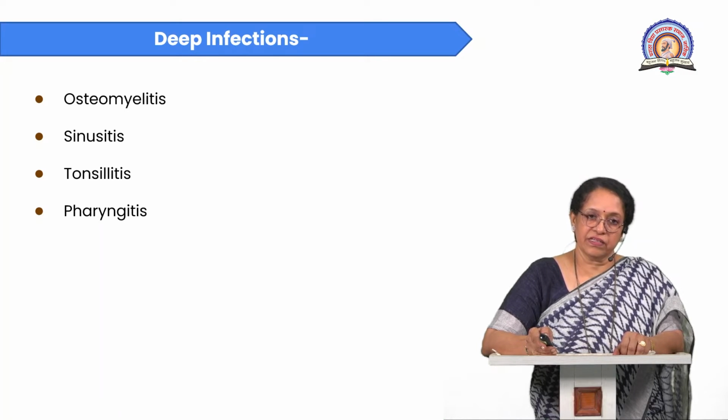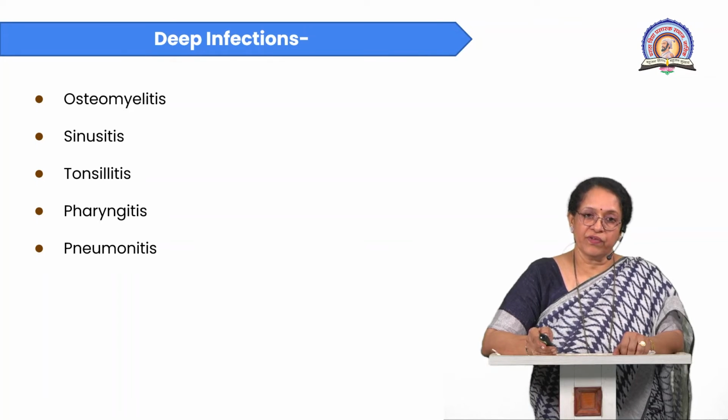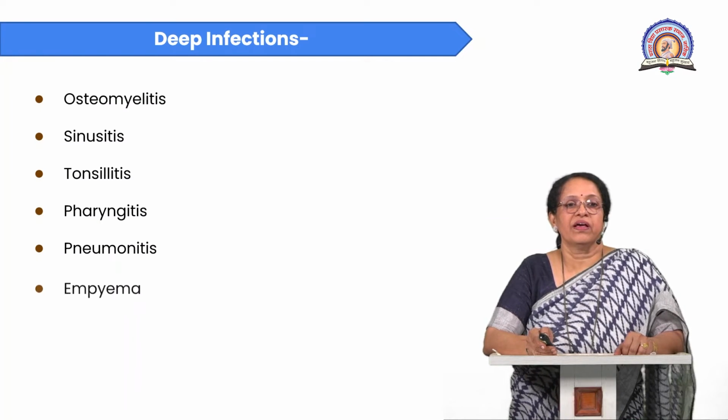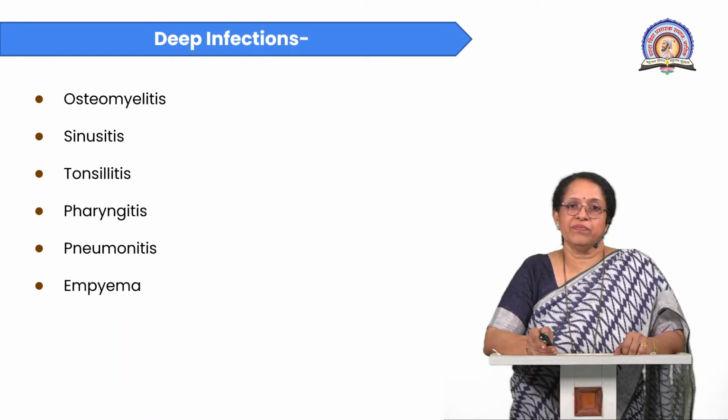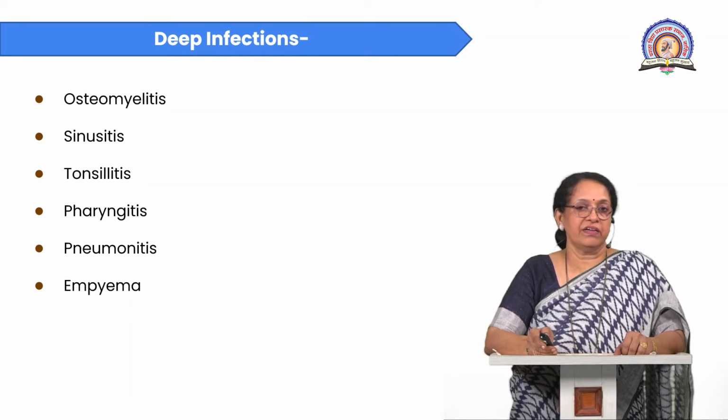Pharyngitis, that is inflammation of the pharynx. Pyogenic pneumonitis, involvement of the lungs. Then there is empyema. In empyema, pus is present in the lesion, it is a highly painful condition, and it is also very difficult to treat.